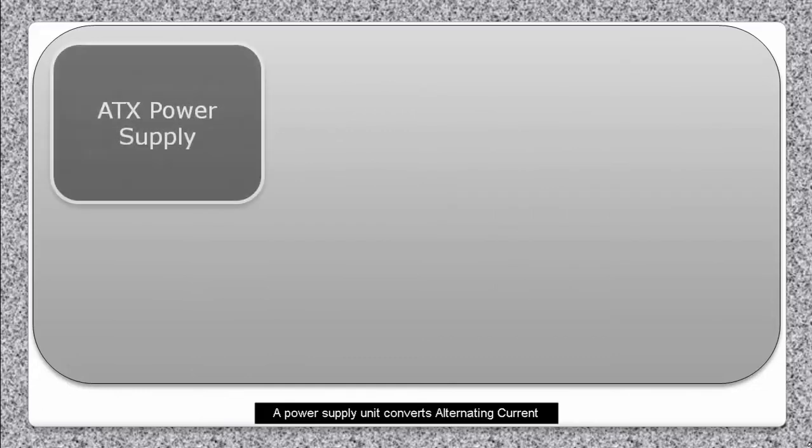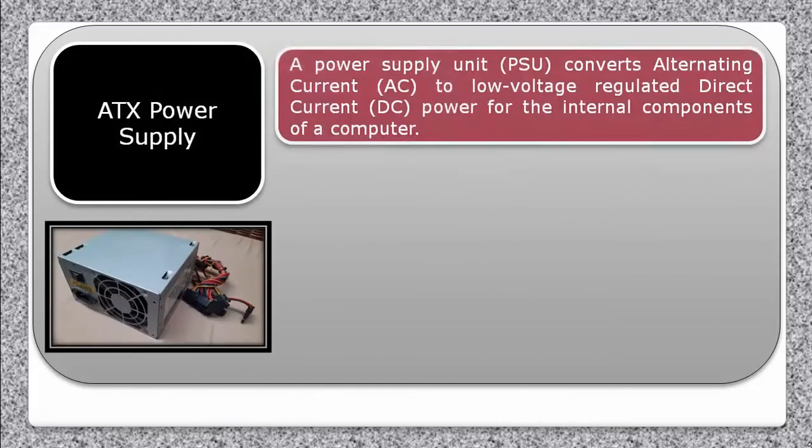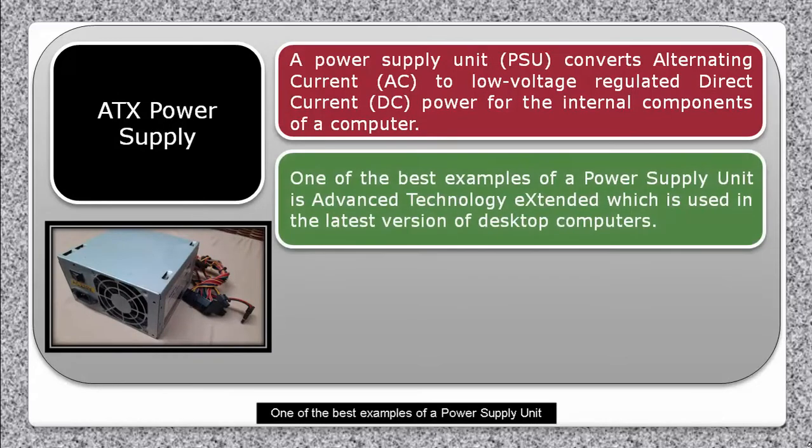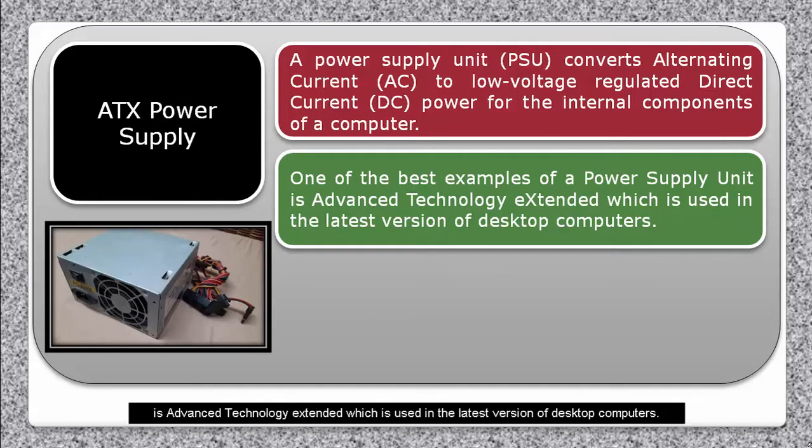A power supply unit converts alternating current to low voltage regulated direct current power for the internal components of a computer. One of the best examples of a power supply unit is Advanced Technology Extended, which is used in the latest version of desktop computers.